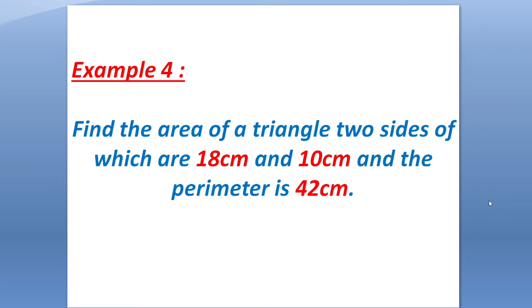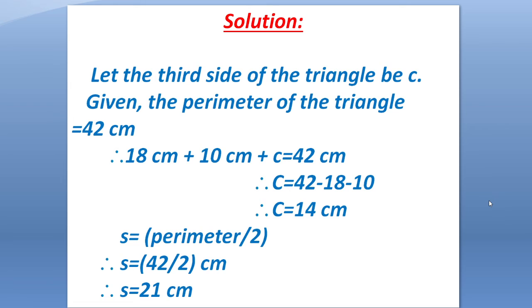Now example number 4. Find the area of a triangle, two sides of which are 18 centimeter and 10 centimeter. Two sides are given, the third one is not given, but the perimeter is given. Perimeter is 42 centimeters. So let the third side of the triangle be C. Therefore 18 centimeter plus 10 centimeter plus C is equal to 42 centimeter. So C is equal to 42 minus 18 minus 10. So the third side is 14 centimeter.